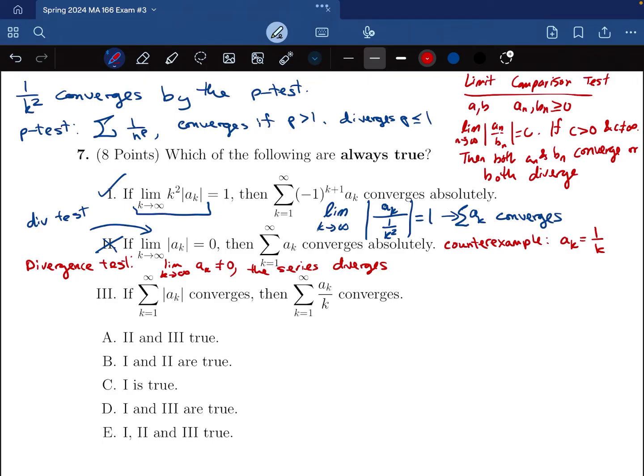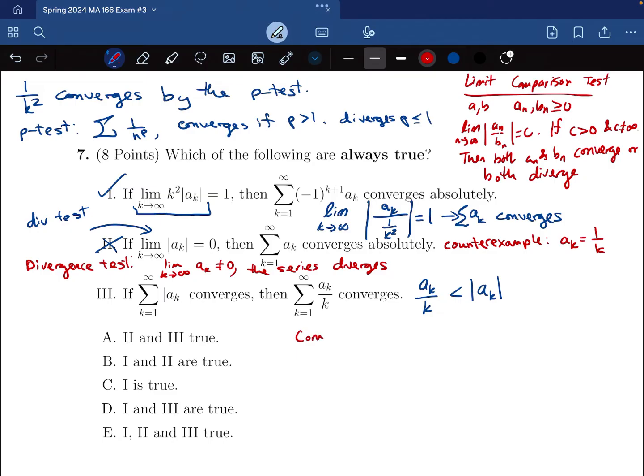Okay, last statement. Statement 3 says that if the absolute value of a_k converges, then a_k over k converges as well. Okay, so the first thing we can notice is that a_k over k is less than the absolute value of a_k.